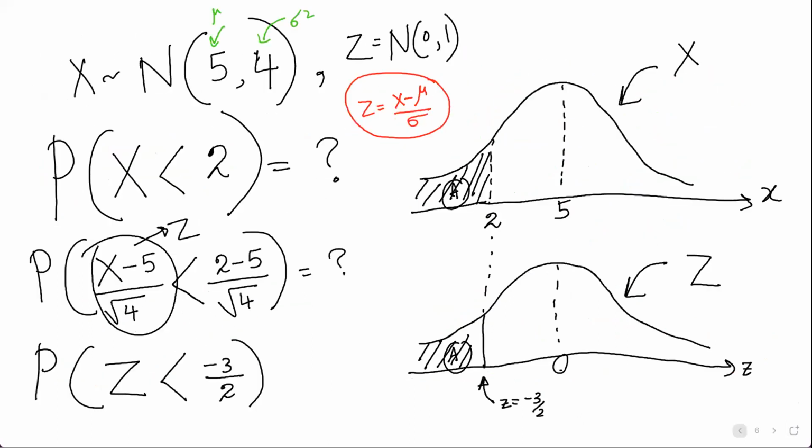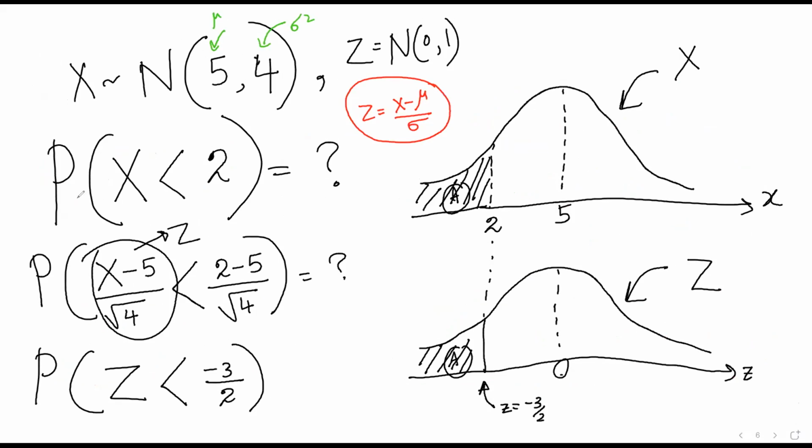Just check the initial question. This is the initial question. We were given that x is normally distributed with this mean and this variance. This is the probability asked. There is no direct way to find this probability. The only way is to convert x to z, to standardize. How do you do that? You subtract the mean and divide by the standard deviation. That is what you did here.